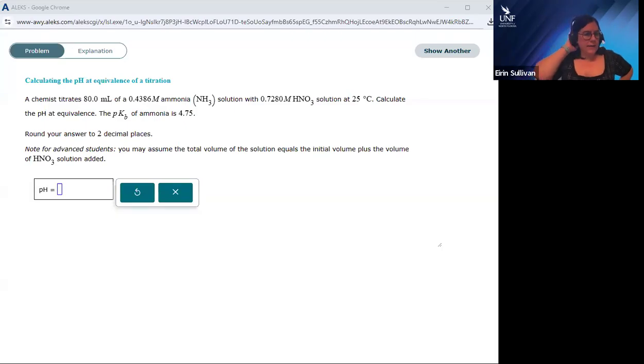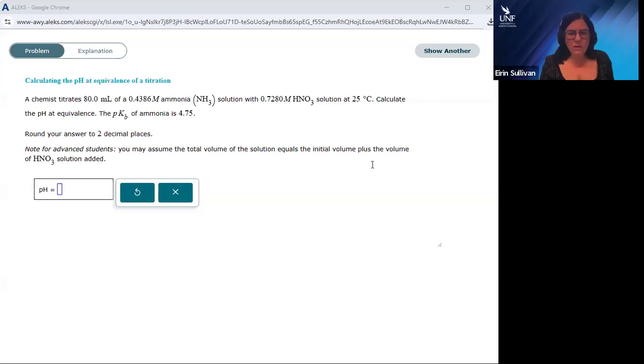Right, so calculating the pH at equivalence of a titration. Obviously, if we weren't told it was at equivalence, we'd have to work out the number of moles of acid and the number of moles of base, and see if they're equal or not. In this case, we've been told we're at equivalence.